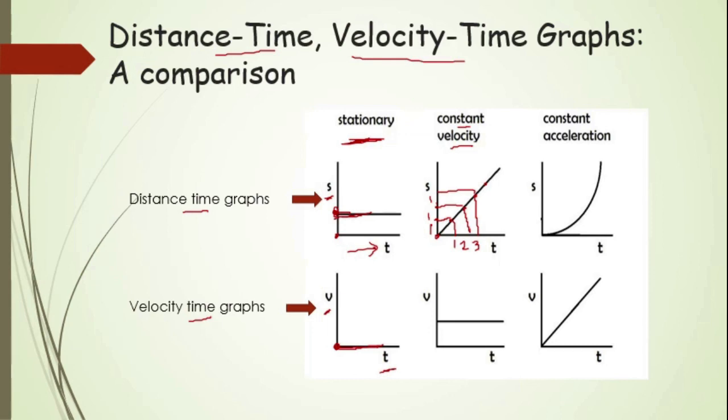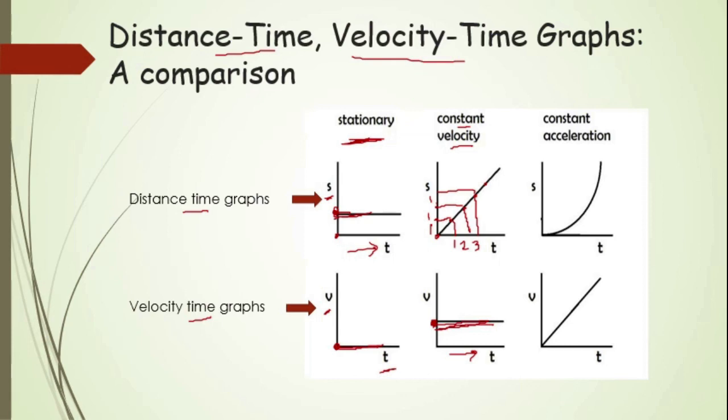But in a velocity time graph, the velocity is a constant velocity. So it is over here some velocity v, and as the time increases, the velocity remains constant. So it is just a flat horizontal line. This is how an object traveling with a constant velocity is going to look in a velocity time graph.